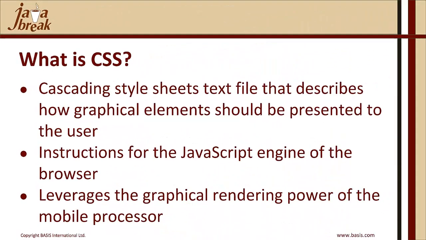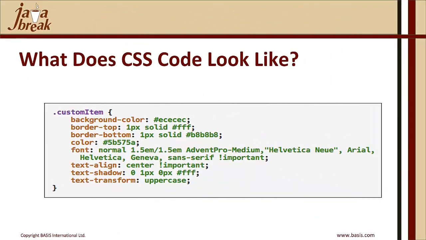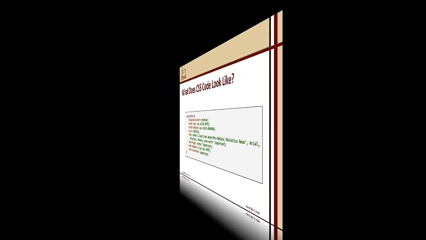So what is CSS? Cascading style sheets are a text file that describes how graphical elements should be presented to the user. These are instructions for the browser. What that means is that it leverages the graphical rendering power of the mobile processor, offloading the need to do this at the server level. Here's a short sample of CSS code. CSS uses a markup language that describes elements via a list of properties and values.